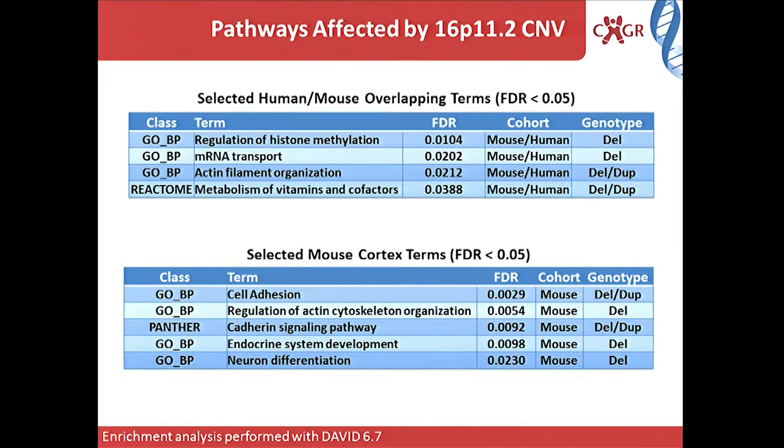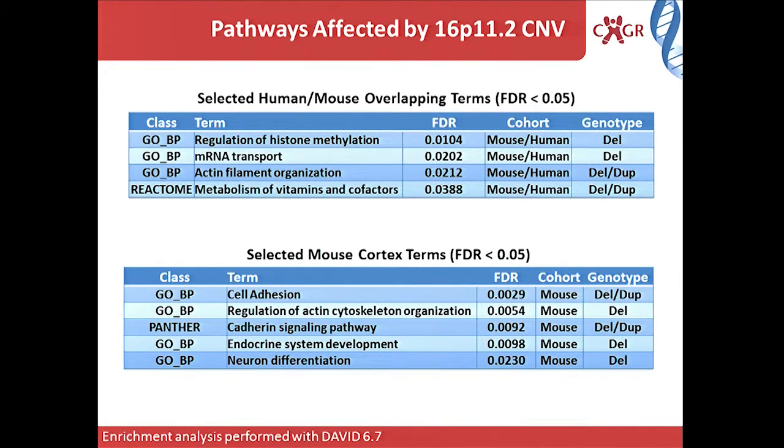Looking at some of the gene ontologies and pathway annotations for our nominal results, we identified a number of dysregulated pathways which overlapped between both the human and mouse data sets. I've listed a few here which emerged as some of the top hits, including histone methylation and actin filament organization, the latter of which has been shown to play an important role in synaptic transmission and long-term potentiation.